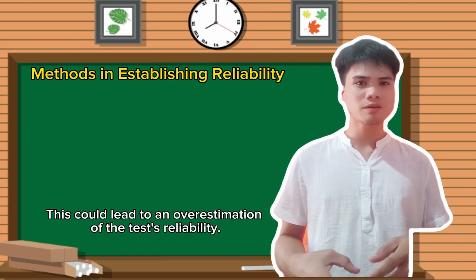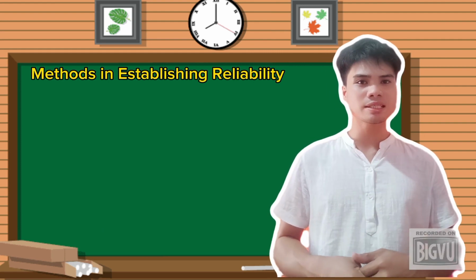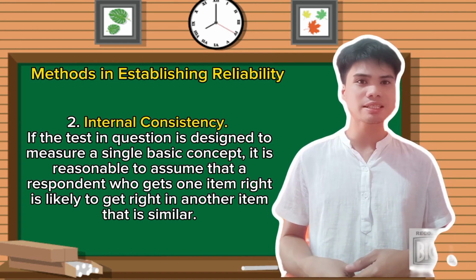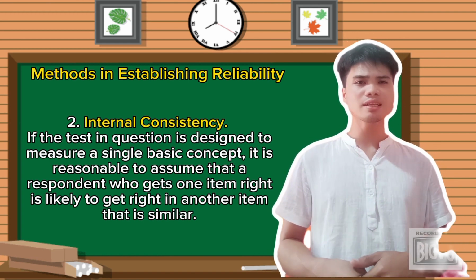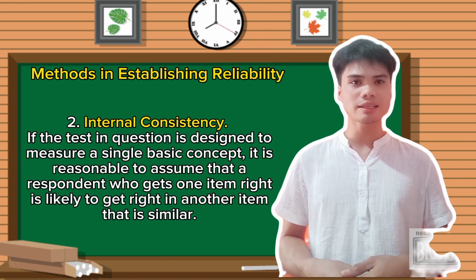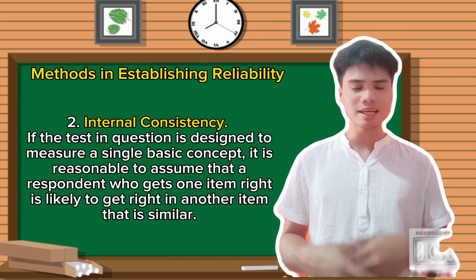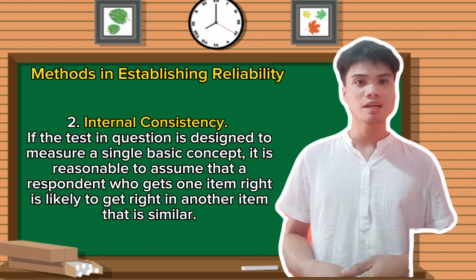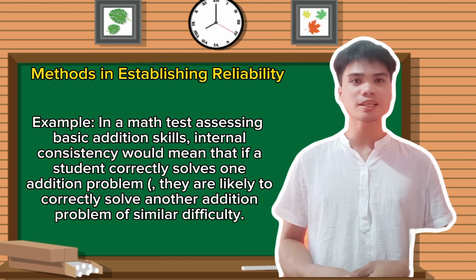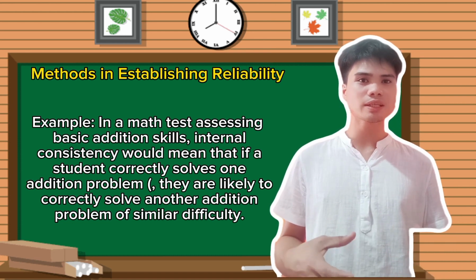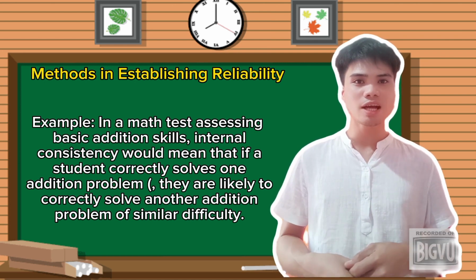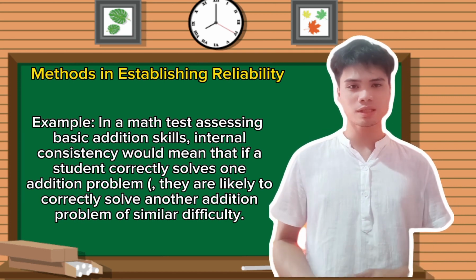So going back to the types of reliability, the second type of reliability is the internal consistency. If the test in question is designed to measure a single basic concept, it is reasonable to assume that a respondent who gets one item right is likely to get right another item that is similar. So for example, in a math test assessing basic education skills, internal consistency would mean that if a student correctly solves one addition problem, they are likely to correctly solve another addition problem of similar difficulty.